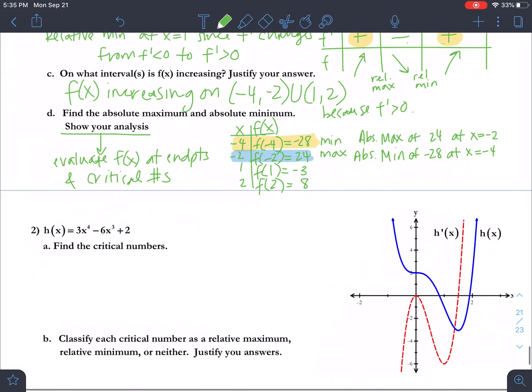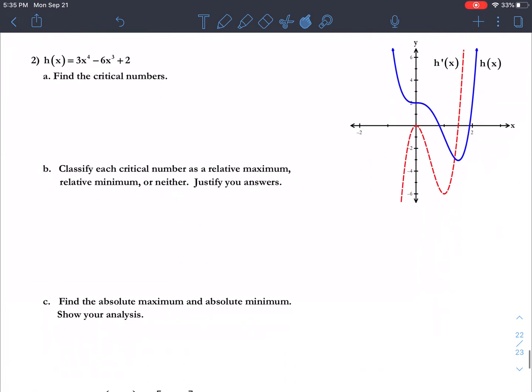Okay, and when you're ready, we're going to try one more example here. Number 2, we'll save number 3 for class. So take a look at number 2, and let's try that process again. I gave you this graph. I'm going to encourage you to not look at it too much and think, what if I didn't have the graph? Because that's what's going to be happening here.